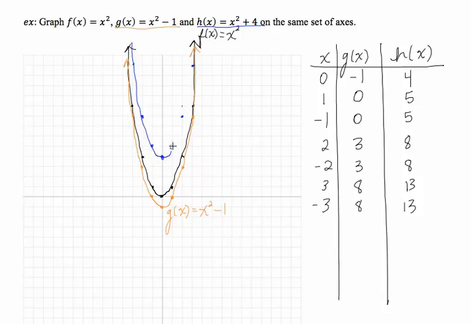So here's the graph of h of x, which is equal to x squared plus 4. And you can see it too has the exact same shape as f of x equals x squared. The only difference is it is shifted up 4. So what I want to do here is generalize what happens when you subtract a number from x squared and when you add a number to x squared. How does that change the graph of x squared?